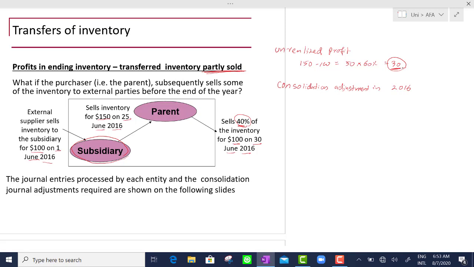So it is unrealized. Because of this, the inventory of the parent company is overstated. To remove that, I can credit inventory by 30. On the other hand, the subsidiary company has recognized a sale of 150 when it sells to the parent company. It has recognized 150 sales.